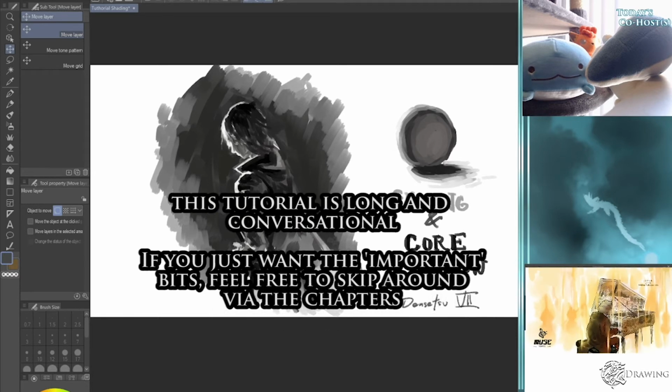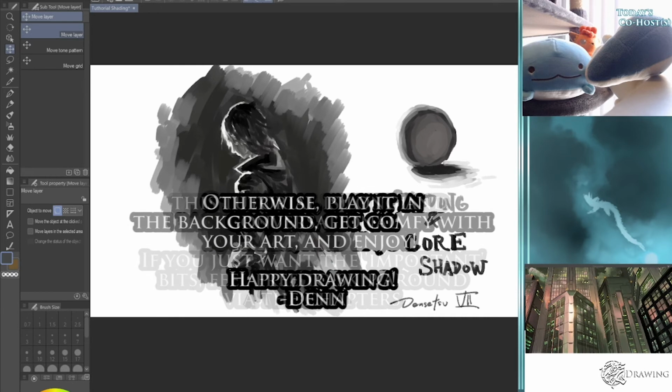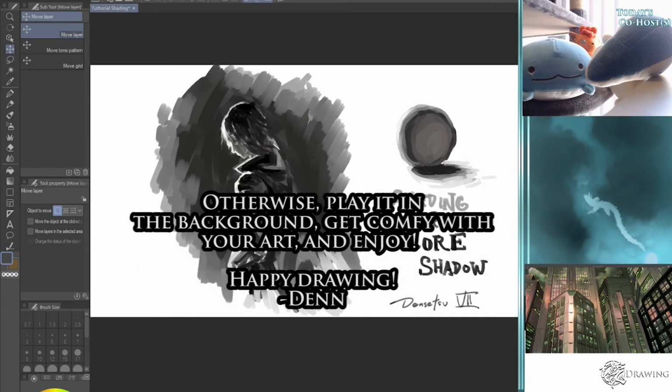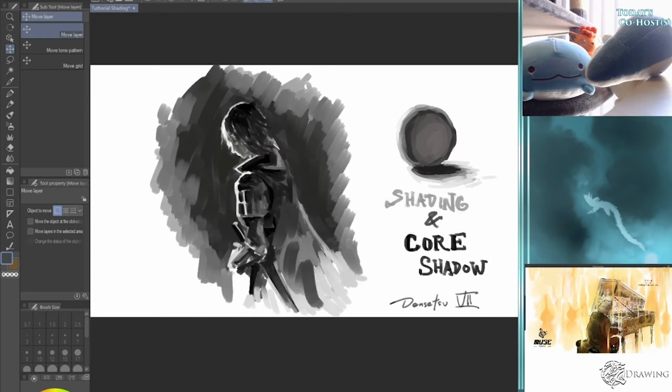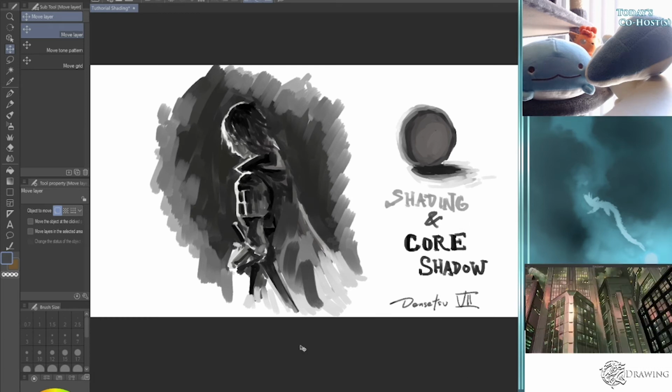If you guys are artists, I encourage you to pull up some kind of paper or program of your choice and draw along. I'm going to be doing my best to explain what I understand about shading and value, and hopefully being able to help you out in some way. So, shading and core shadow.